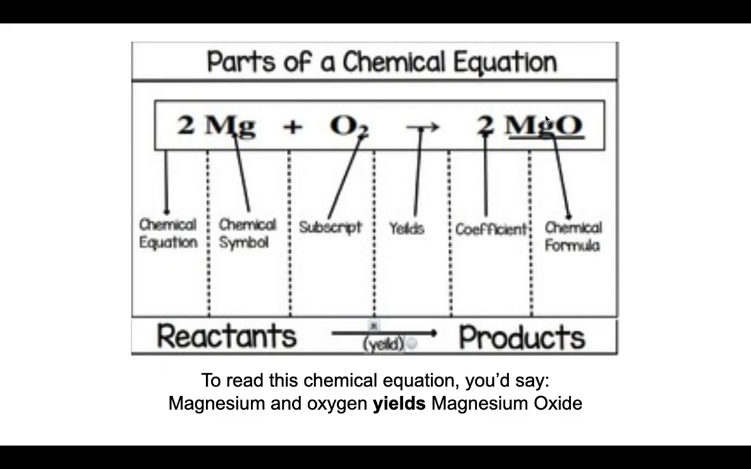On the right side, we've got magnesium oxide, so that's 1 of each. But we've got a coefficient of 2 here, so we've got 2 of each. We've got 2 of these molecules that each have 1 magnesium and 1 oxygen. If we were to read this, we would say magnesium and oxygen yields magnesium oxide. When you see that arrow and you're reading across it, that arrow means yields. Basically, it says that our reactants on the left side turn into our products on the right side.